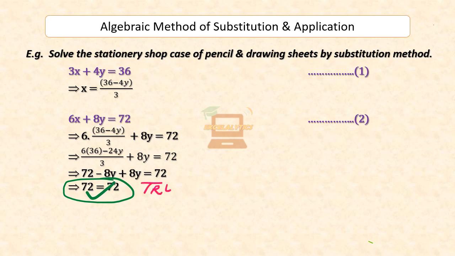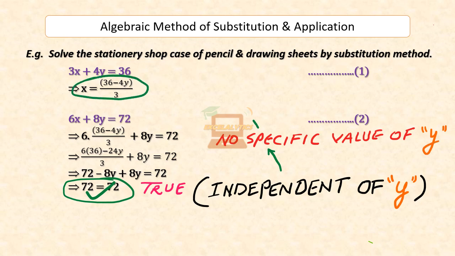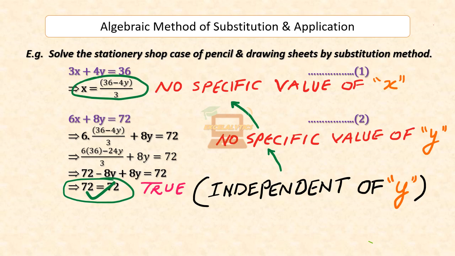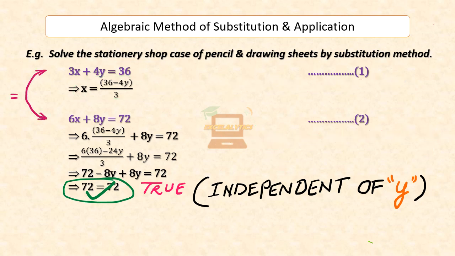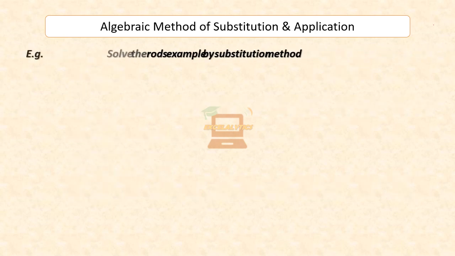This statement is true for all values of y. However, we do not get a specific value of y as a solution. Therefore, we cannot obtain a specific value of x. This situation has occurred because both the given equations are the same. Therefore, equations 1 and 2 have infinitely many solutions. We cannot find the unique cost of a pencil and a drawing sheet, because there are many common solutions to the given situation.